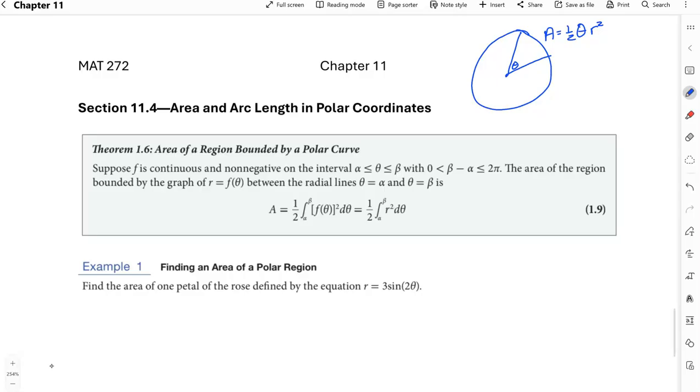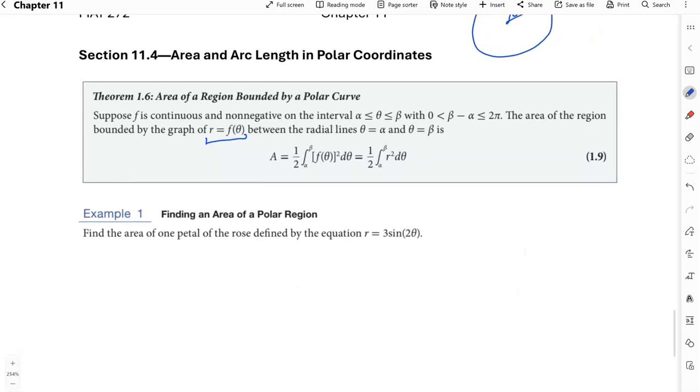So that's where this formula is coming from, where r is equal to f of theta. So you can see this is 1/2 r squared theta, but we're thinking about theta being super small and splitting this into an infinite number of small pieces. So when we integrate, it's going to be 1/2 the integral from alpha to beta, where theta lives between alpha and beta, of f of theta quantity squared times d theta.